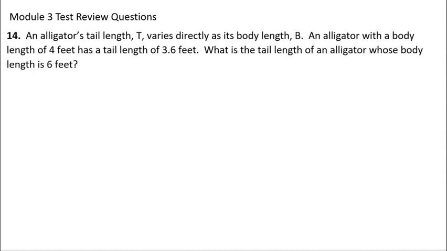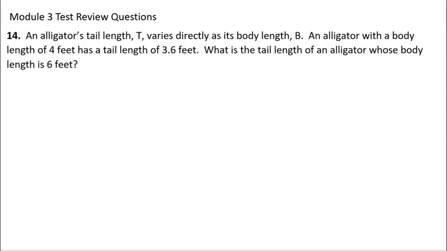Okay, something new. An alligator's tail length T varies directly as its body length B. An alligator with a body length of 4 feet has a tail length of 3.6 feet. What is the tail length of an alligator whose body length is 6 feet? Now, I know when you read all that, it's overwhelming.